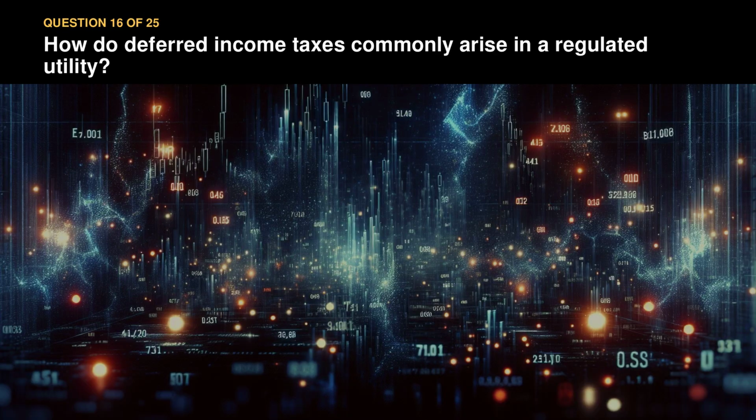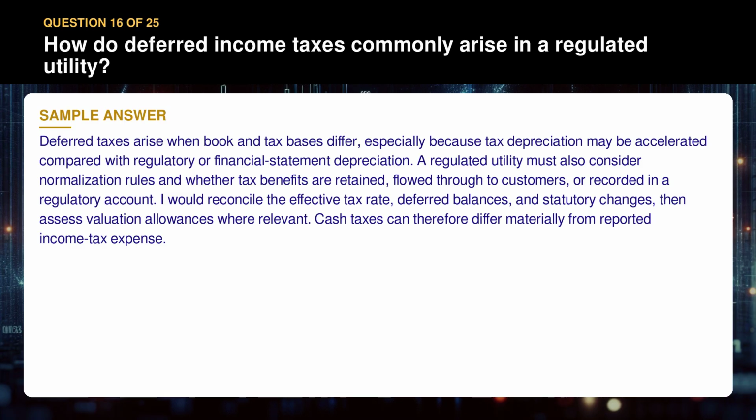Question 16. How do deferred income taxes commonly arise in a regulated utility? Deferred taxes arise when book and tax bases differ, especially because tax depreciation may be accelerated compared with regulatory or financial statement depreciation. A regulated utility must also consider normalization rules and whether tax benefits are retained, flowed through to customers, or recorded in a regulatory account.